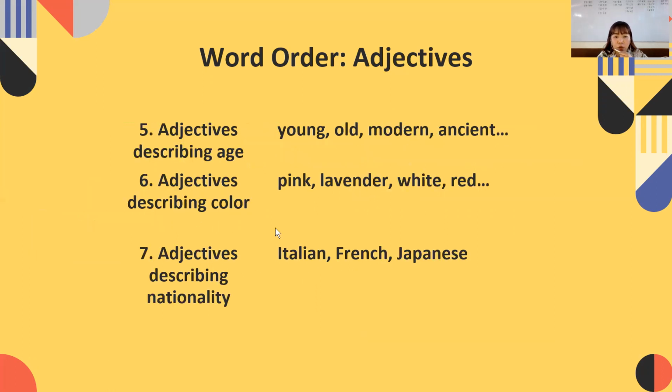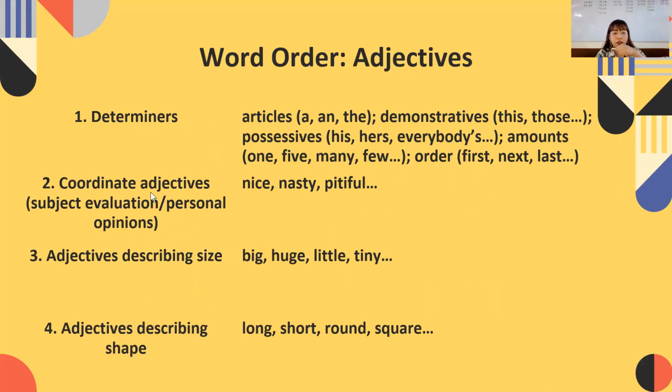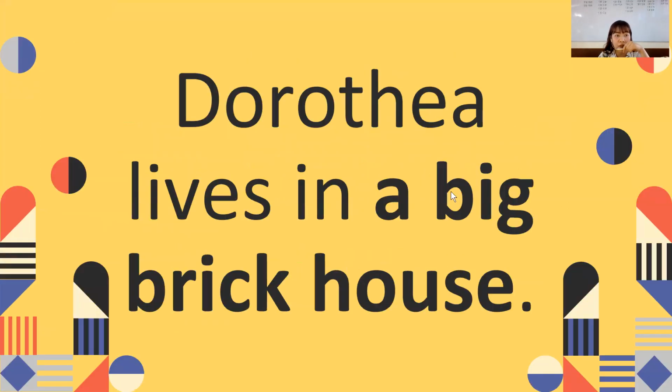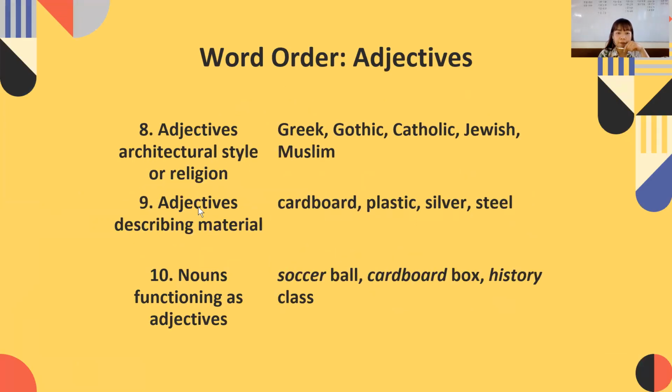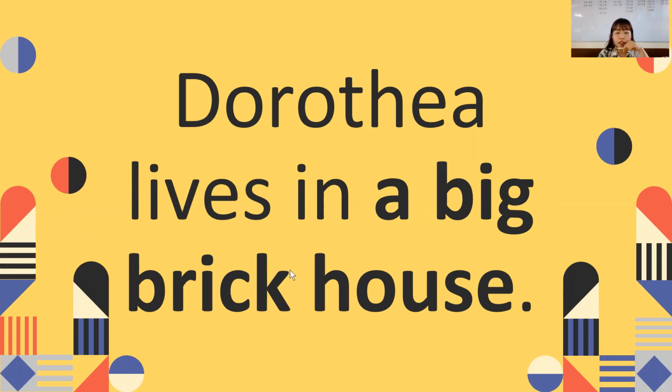Since wala naman tayo dito sa sentence ng adjectives describing your coordinate or subject evaluation or personal opinion, diretso tayo dito sa big kasi ito lang naman ang mga na-cite na adjectives. We have here article or your determiner, mas general na category. Then we have your adjectives describing size, big, and then brick. Brick is under your material. Adjectives describing material. So cardboard, plastic, silver, steel, ano pa dyan, material, for example, in building a house.